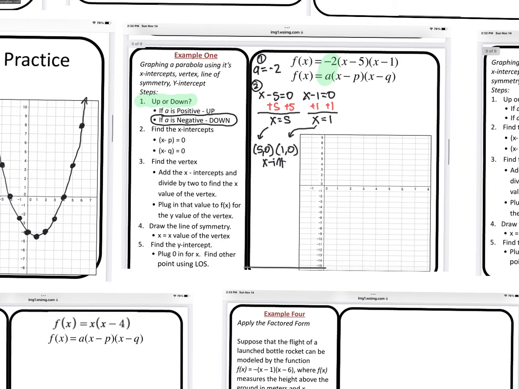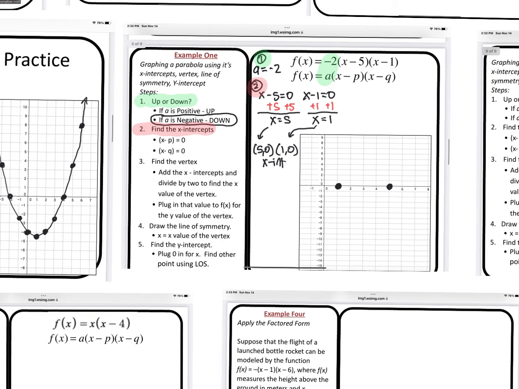Let's use a different color on this. Just color coordinating everything with the steps here. First order of business, up or down, and then second is get the x-intercepts. So now we can go ahead and plot them. So we go 1 and 5, and then we move on to the next step.